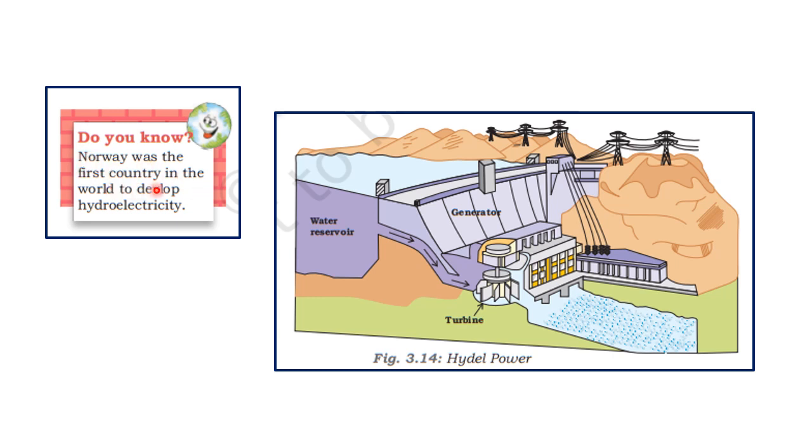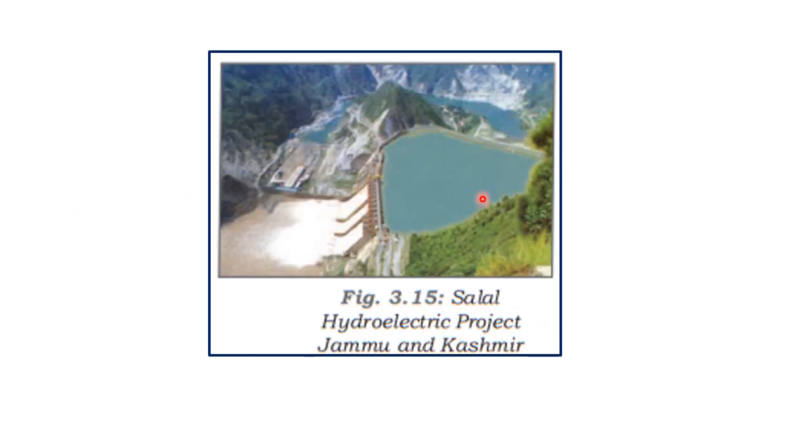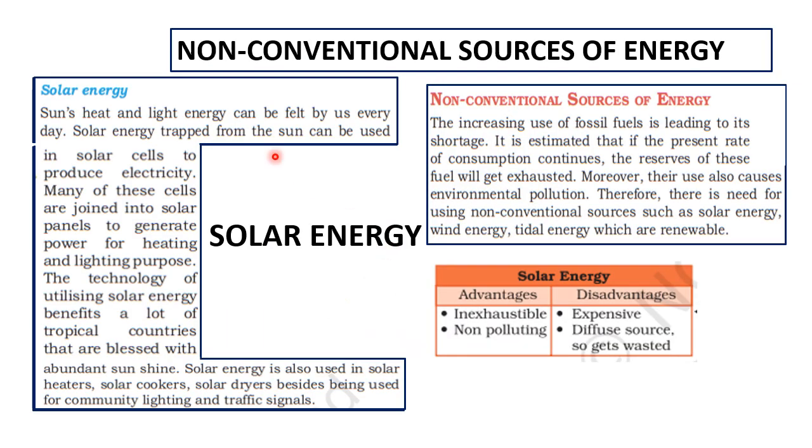Norway was the first country in the world to develop hydroelectricity. One of the important hydel power projects of India is in Jammu and Kashmir, the Salal hydroelectric project. Now we will see non-conventional sources of energy.